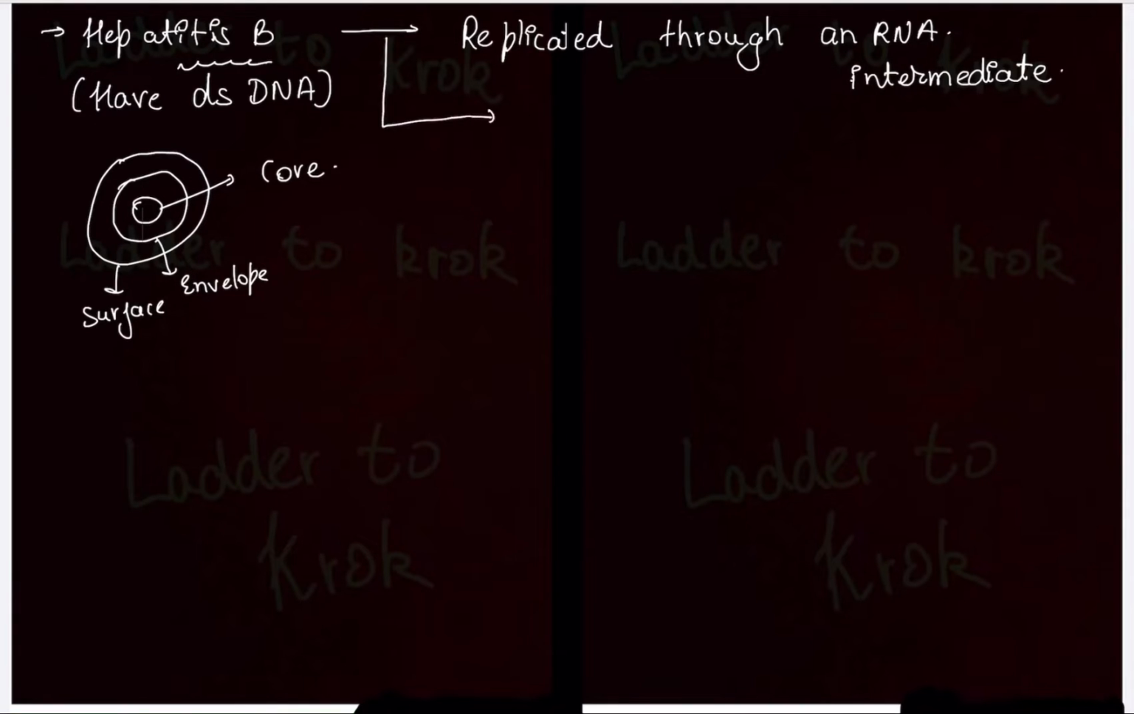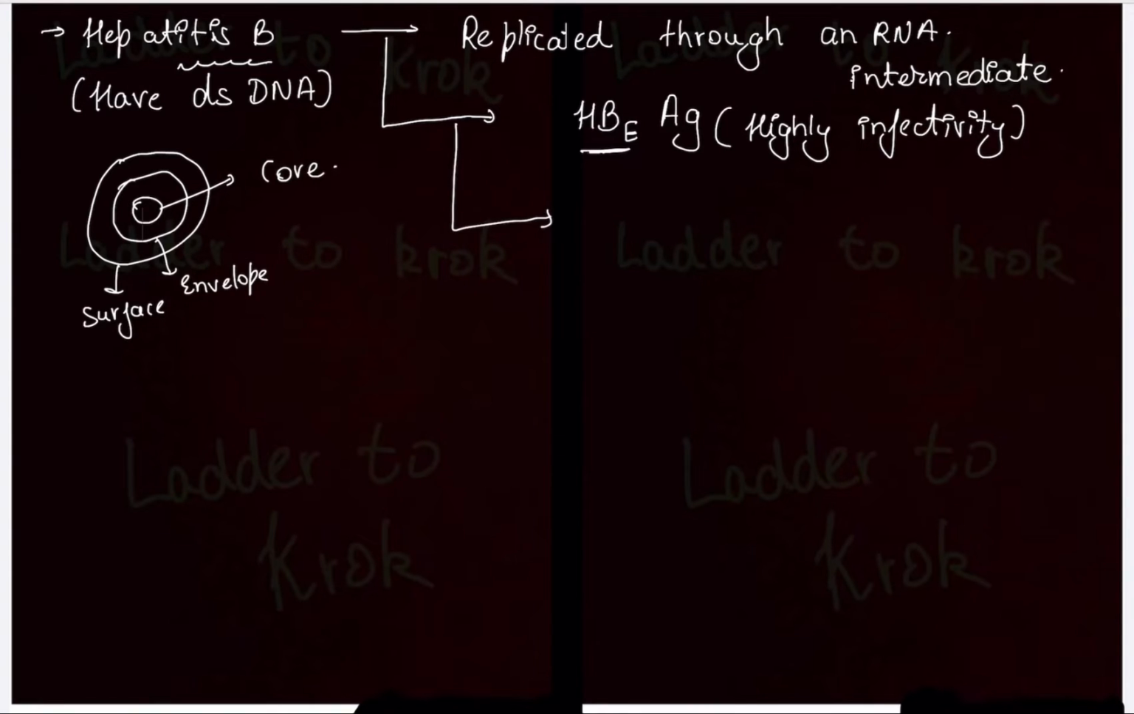One more point: if you find in the blood hepatitis B envelope antigen, E for envelope, AG means antigen, that means the person is in a highly infective stage, or the person is highly infective. Now 2-3 more points regarding this. If you find hepatitis B core antibody, AB means antibody, C for core, that means it is acute hepatitis B.